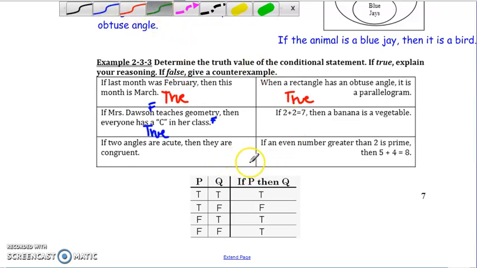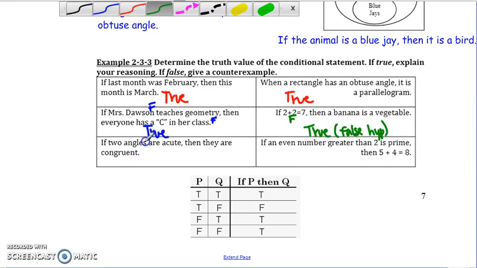So in this next one, we have 2 + 2 = 7. Well, that's false. And then a banana is a vegetable. Well, it doesn't even matter what that is, because if our first thing is false, then we're automatically true. Okay? When we have a false hypothesis, we're automatically true.